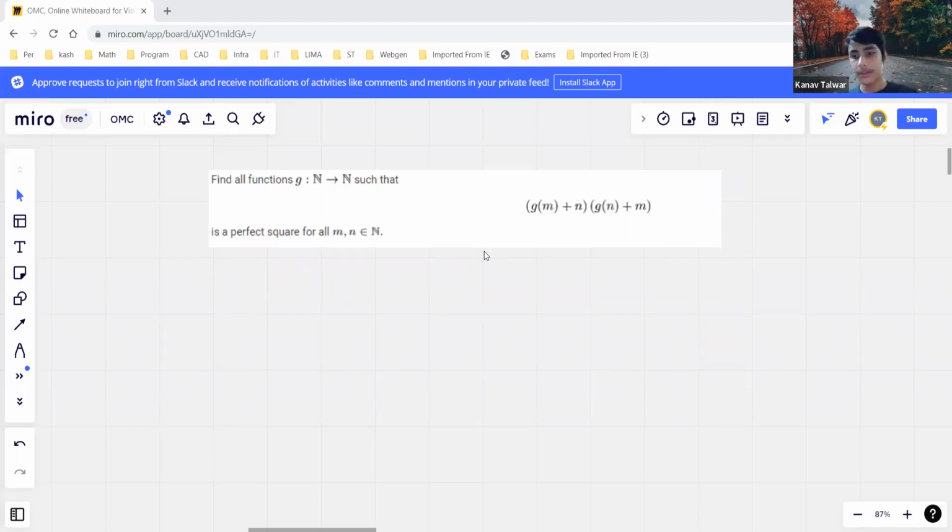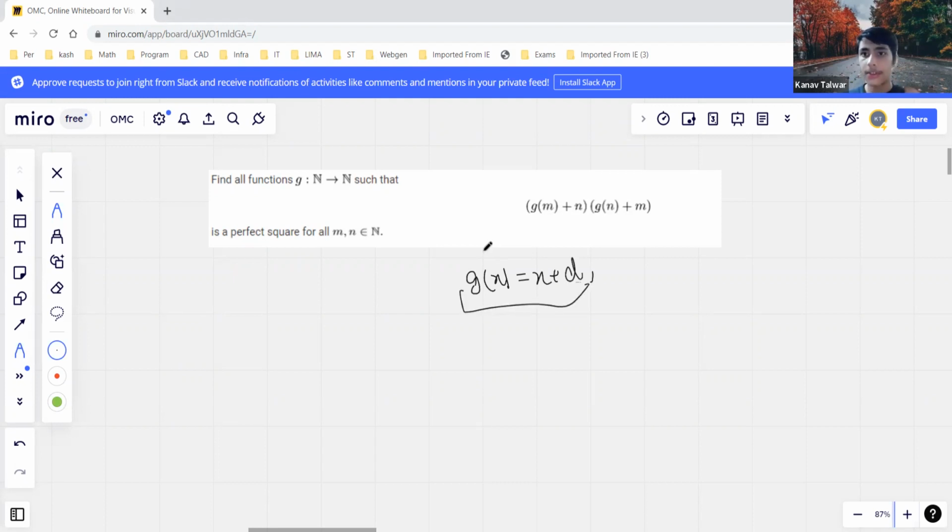So again, take 5 minutes to think about this. If you don't know, a function of the form g of x equal to x plus d works. Yeah, perfect. So the first guess is there: g of x is equal to x plus d works. Perfect. Okay, I forgot to put guess. So that's your guess. This works, so we need to prove it. Let's take 5 minutes to think about this.